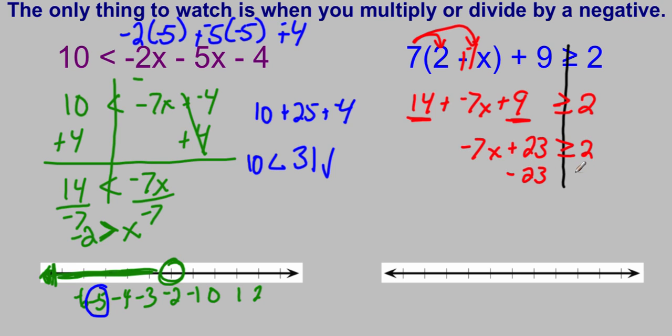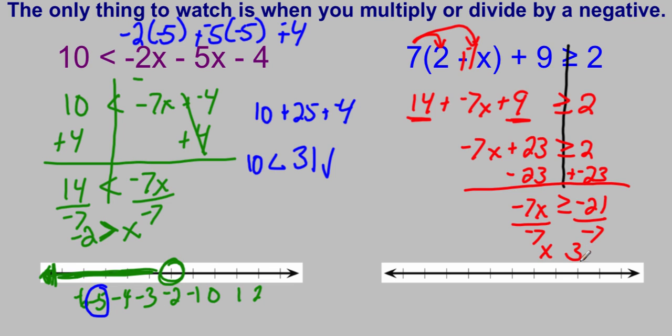Undo by adding a negative 23 to both sides. It's going to give us a negative 7x on the left and a negative 21 on the right, which works out nicely because if you divide both sides by negative 7, hold on, don't fill that out yet, x, you get 3 on the right side, positive 3. The alarm should go off because we're dividing by a negative 7. When we divide by a negative number, we then have to flip the sign. So the end result will give us x is less than or equal to 3.